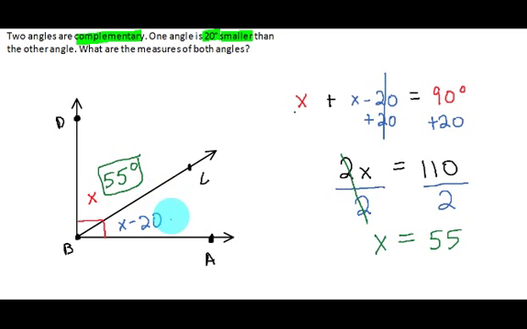However, this angle is not 55 degrees. It's 20 degrees less than 55. So 55 minus 20 is equal to 35 degrees.